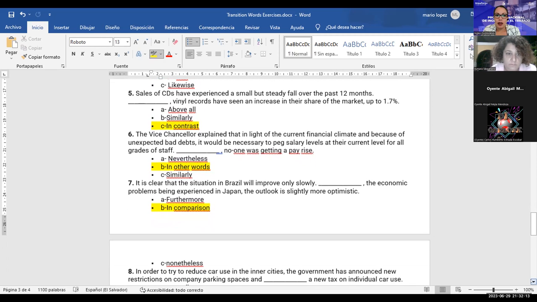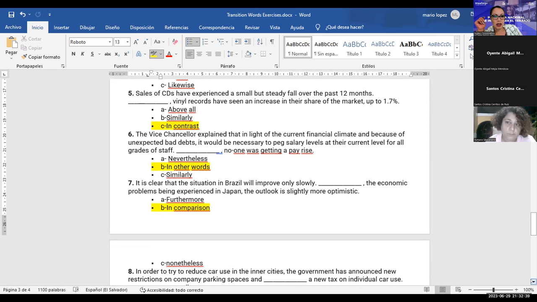Good. Number six: the VC counselor explained that in light of the current financial climate and because of unexpected bad debts, it would be necessary to keep salary levels at their current level for all the grades of staff. No one was getting a pay rise. In other words. Yes, that can be in other words. It's okay. But if you have nevertheless, it's okay too.